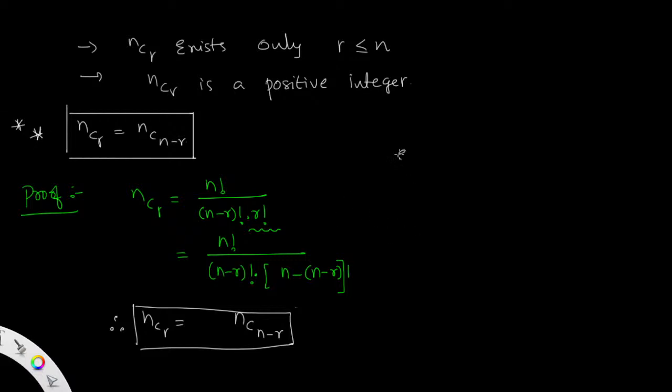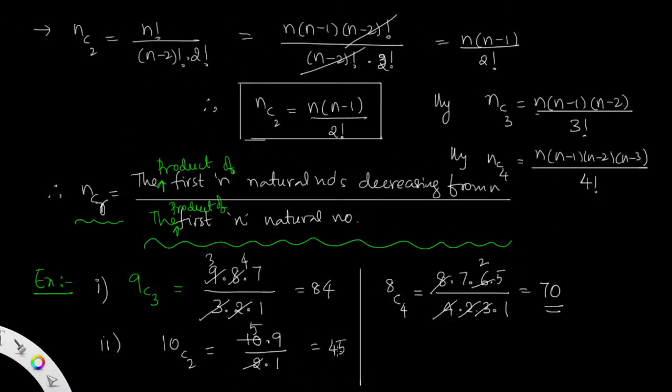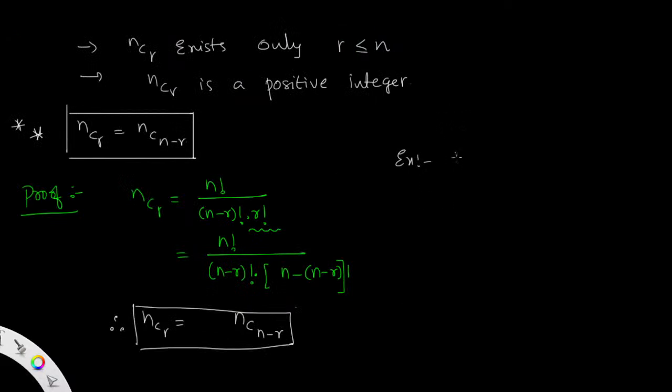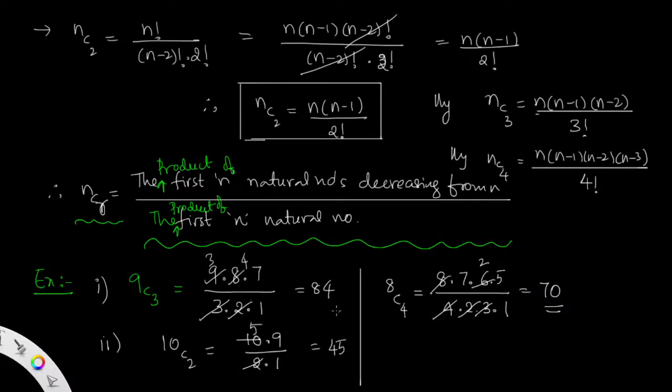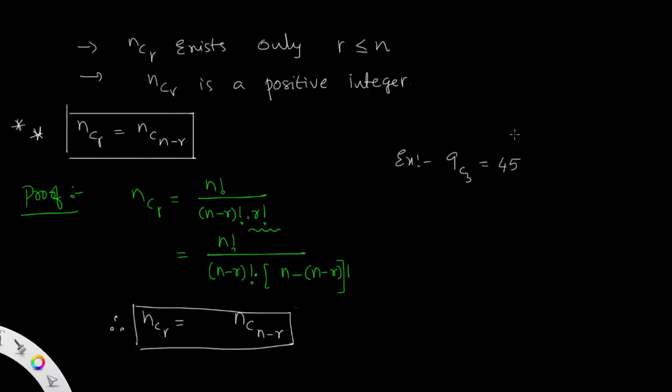Let us take an example. Just now we have completed the value for this: 9C3 equal to 84, or 10C2 equal to this. Okay. In a similar way, 10C2 you got the value as 45. Just now we have completed 9C4 equal to 84. Similarly, the value for NCR, nothing but NC n minus R, that is 9C3 equal to 9C6, also gives the value as 84 only.